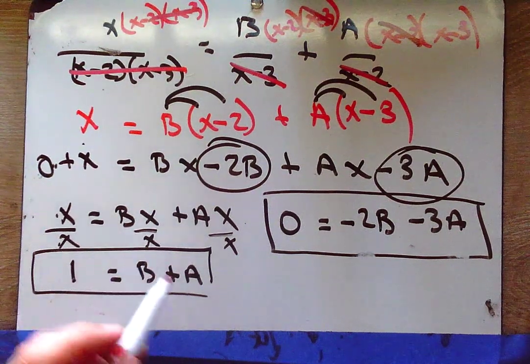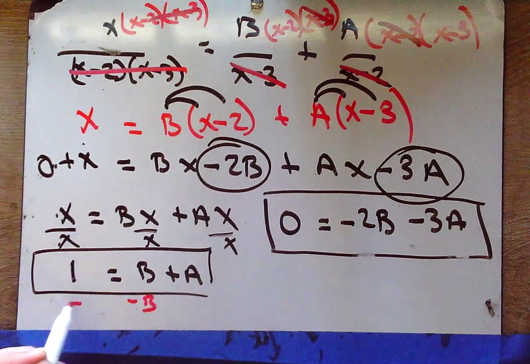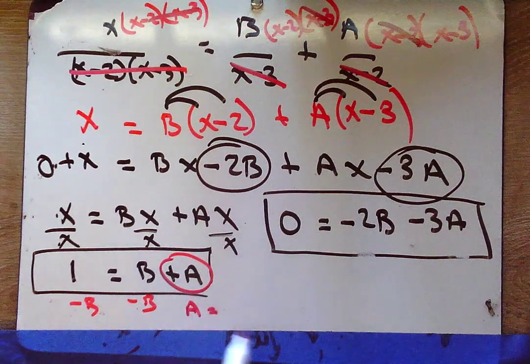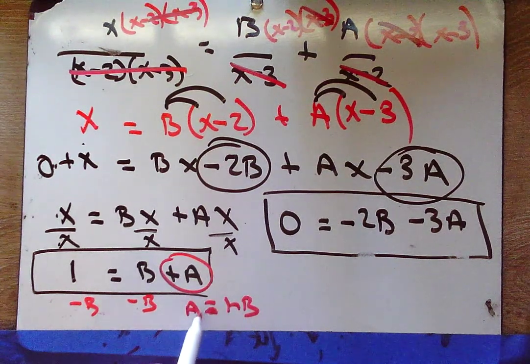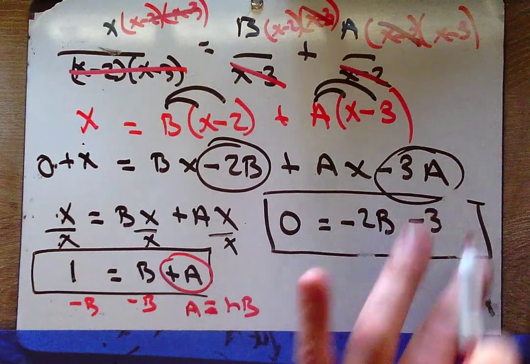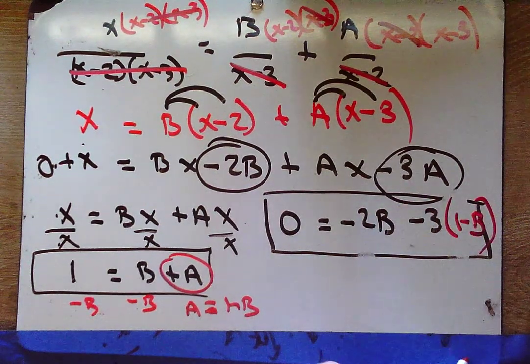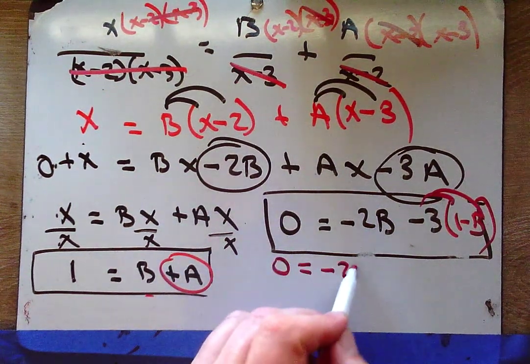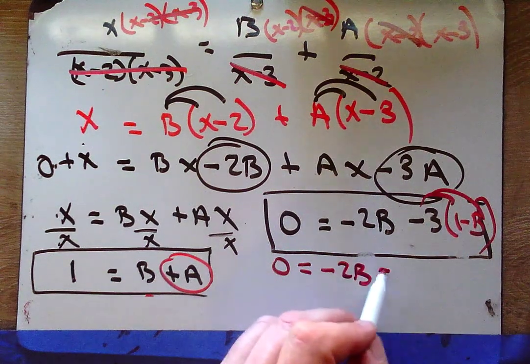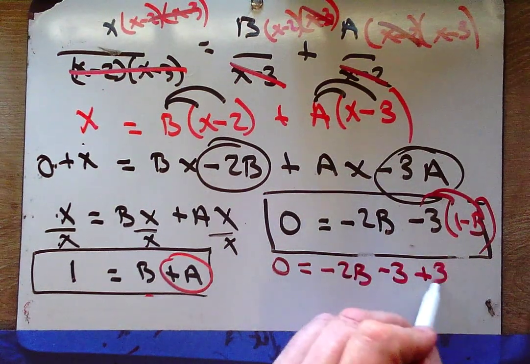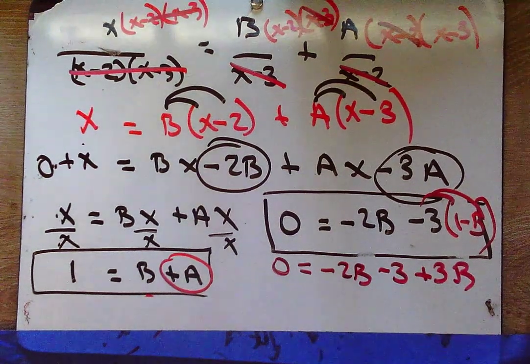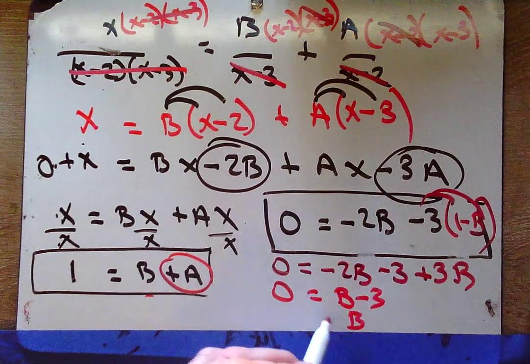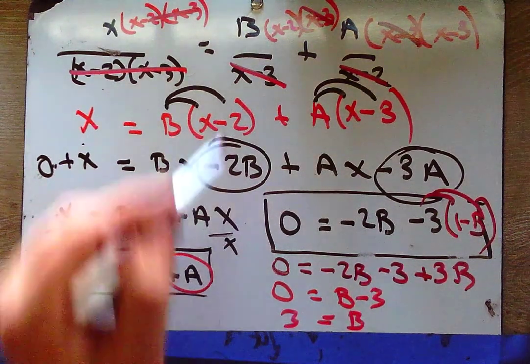If I were doing substitution, I would probably subtract b from both sides, and I would know a equals 1 minus b. And so then I can replace this a with 1 minus b. I'll distribute that negative 3, and I'll have 0 equals minus 2b minus 3 plus 3b. I'll combine like terms. 0 equals b minus 3, and so b equals 3. Great, so there's my b value.